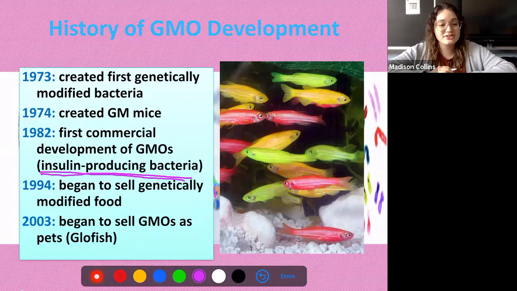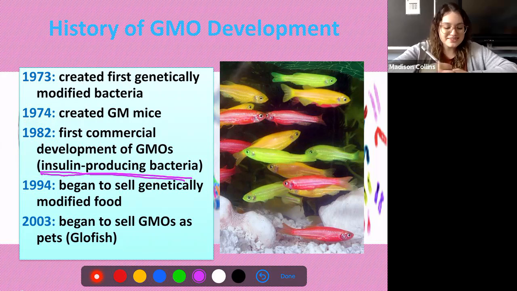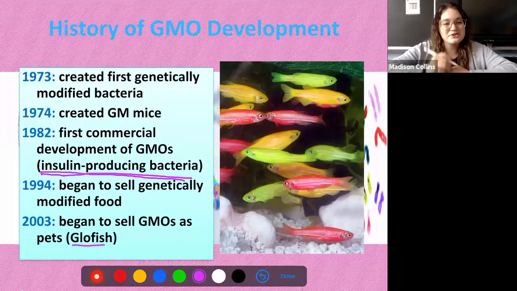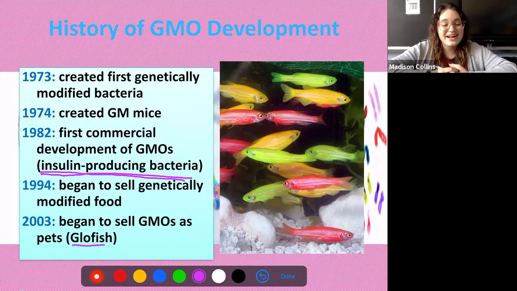In 94, we began to sell genetically modified foods, those GMO products you might see at the store. And then in 2003, we began to sell GMOs as pets. You may have seen these glowfish at the pet store before. I'm always really tempted to buy one whenever I see them. I haven't just yet, but essentially these glowfish were produced by isolating the bioluminescence gene that's found in a lot of marine animals, like jellyfish and some bacteria that you might see in the sand or the water at night. They inserted that gene into fish, which allows them to glow. So if anyone has a glowfish, please send me a picture. I'm really jealous and I think I might go impulsively buy a glowfish.